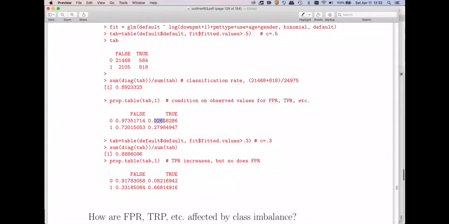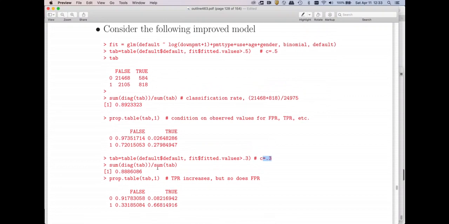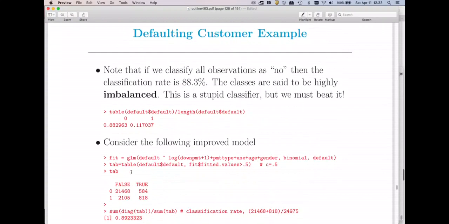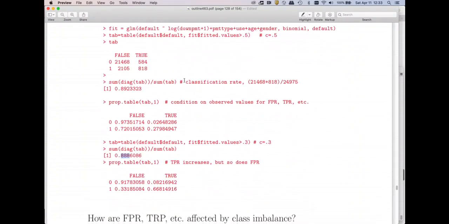Well, what happens if we change our cutoff? So I'm going to make it easier to label a case as positive. And so we're going to reduce the cutoff to 0.3. And so if you do this, notice your classification rate is now only 88.8%. So we're only beating this stupid classifier by 0.5%.